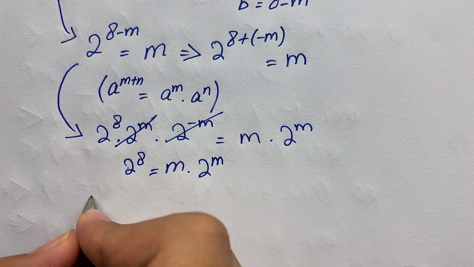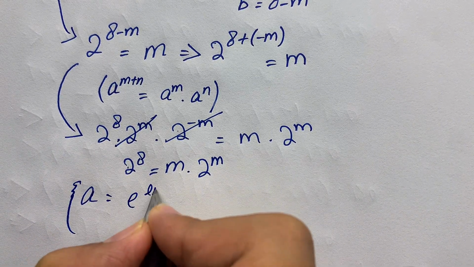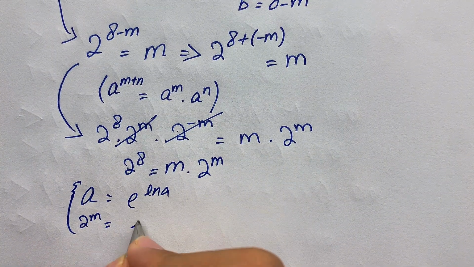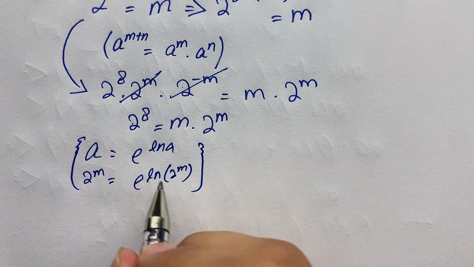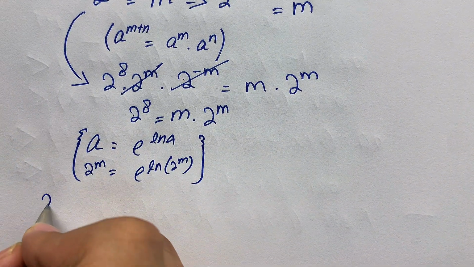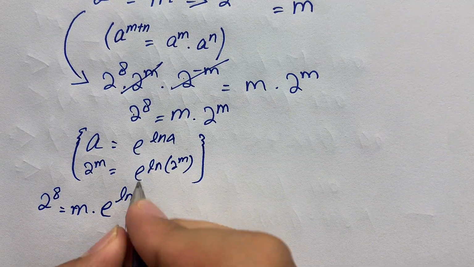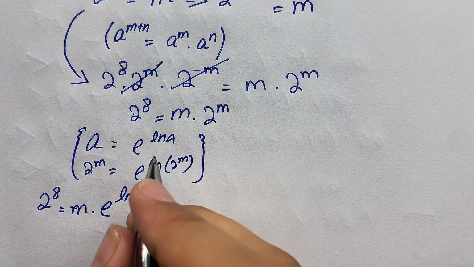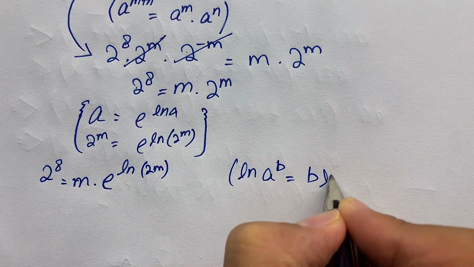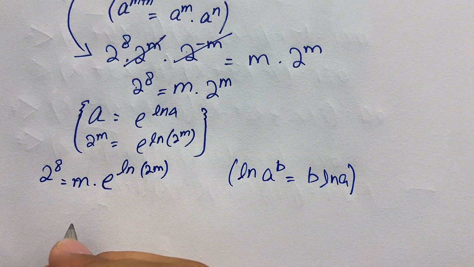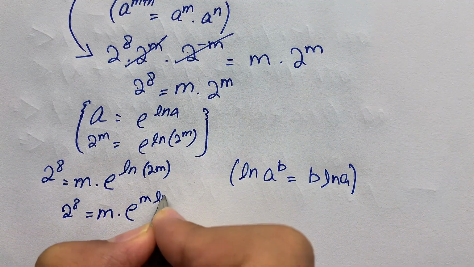In the next step we use the formula a is equal to e^(ln a), so 2^m is equal to e^(ln 2^m). Now putting this in, we get 2^8 is equal to m into e^(ln 2^m), and now we use ln a^b is equal to b ln a. So 2^8 is equal to m into e^(m ln 2).